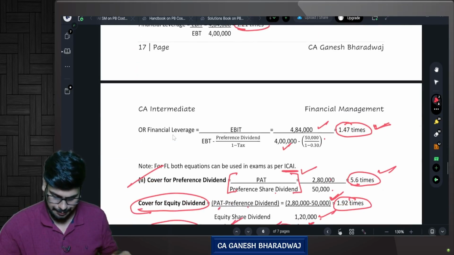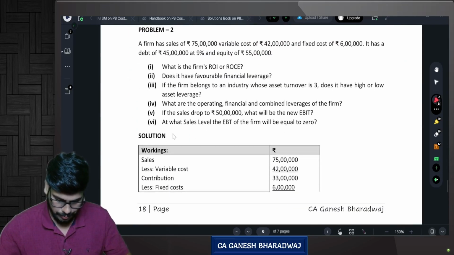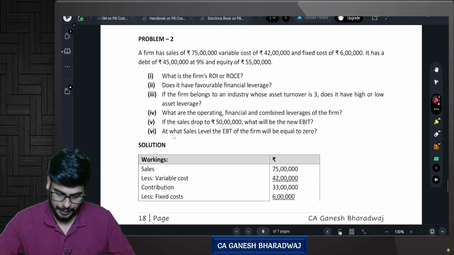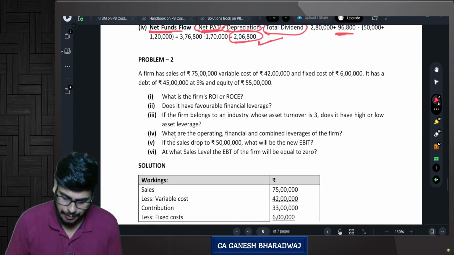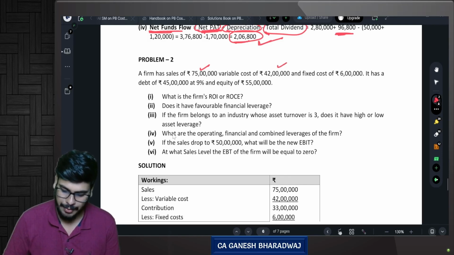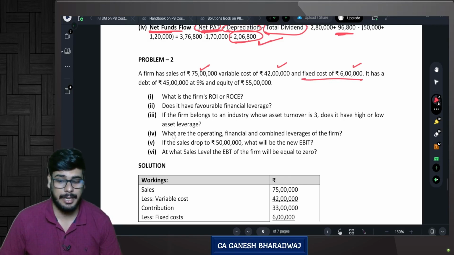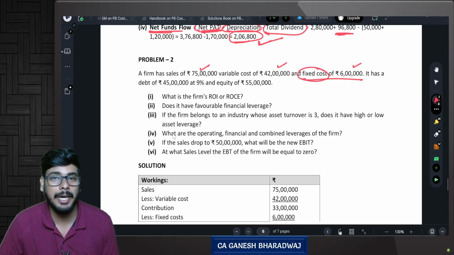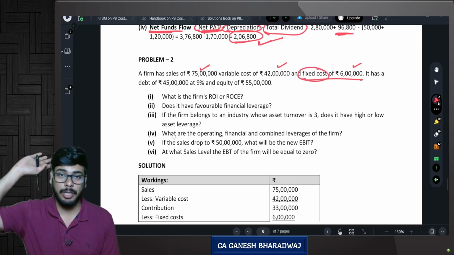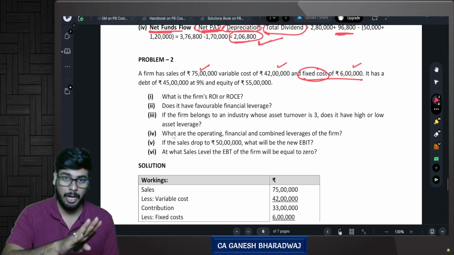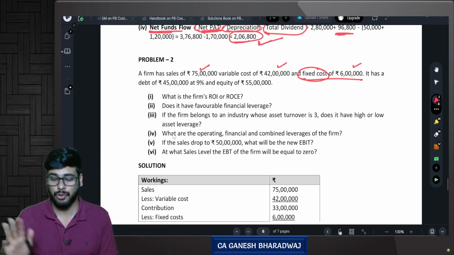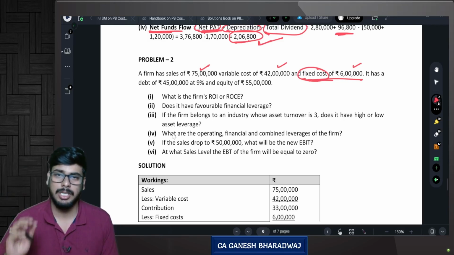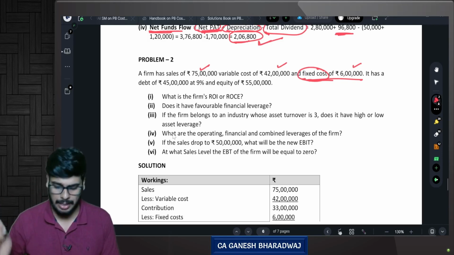So the next question, question number 2. So let's read the question. A firm has sales of 75 lakhs, variable cost of 25 lakhs, fixed cost of 6 lakhs. So fixed cost is 6 lakhs they have given, which means what? If nothing is mentioned, you should assume fixed cost as fixed operating cost. Don't say that the total fixed cost, that is fixed operating cost plus fixed financial cost, is 6 lakhs. No. If they have just mentioned as fixed cost, assume it to be fixed operating cost. Are you clear with this?